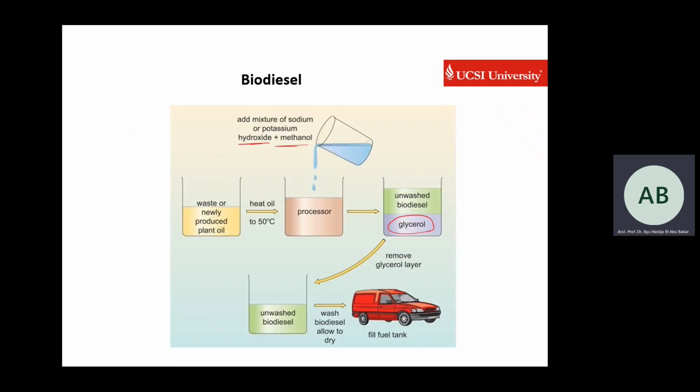Okay, this is the example of biodiesel where you have your raw material heated with sodium hydroxide or potassium hydroxide and methanol. Then you have a reaction over here to produce biodiesel plus glycerol. From these two mixtures, you will need to separate them. You only want the biodiesel. The glycerol can be used for other purposes.